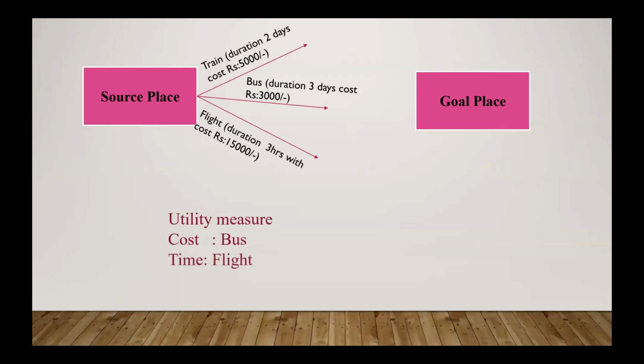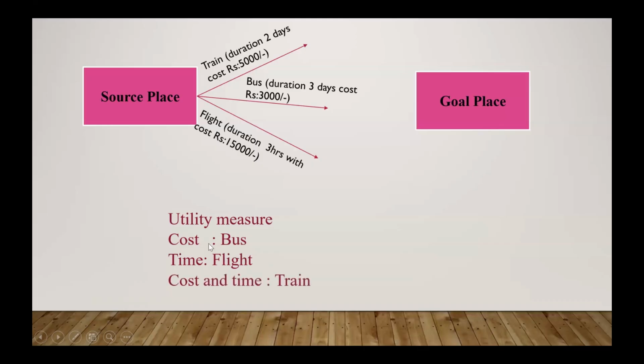If the utility measure of the agent is time, because we are in a rush, immediately we have to reach the goal place. There is some emergency and we have to reach anyhow. At that time, it has to choose the flight because flight duration is 3 hours only. Here 2 days, 3 days, 3 hours. So on the same day, within 3 hours we can reach the goal place from the source place. The only thing is that the cost is more, but duration is less. So if we have any emergency, the agent chooses the time.